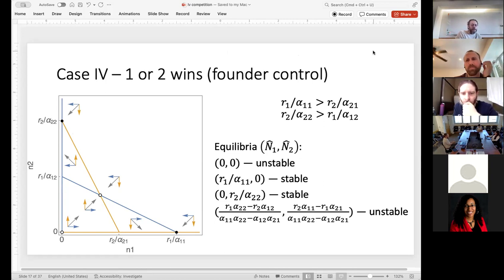Any question on those? Just one quick question, Chris, just to clarify, would this founder control, in other words, be a priority effect? Yeah, that's another name for it. Okay. Thanks.